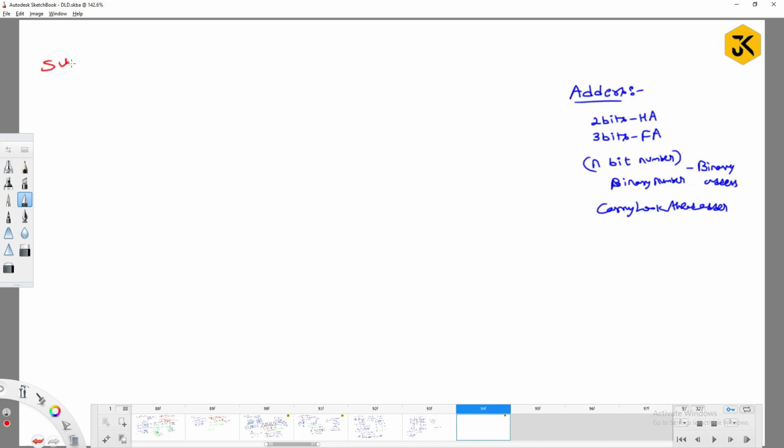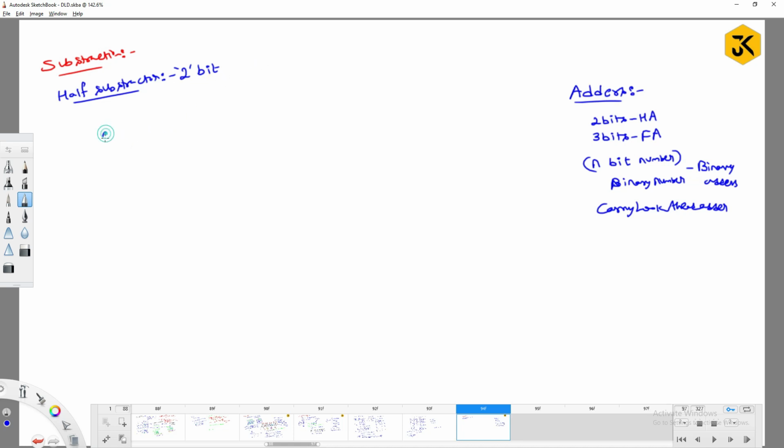So subtraction, right? As we have half adder, full adder, binary adder, and carry look ahead adder, here also we have, first, the half subtractor, which can subtract one bit from another bit. That's it. If you are trying to subtract between two bits, I can call it a half subtractor. The reason is that it performs the operation between two bits only.